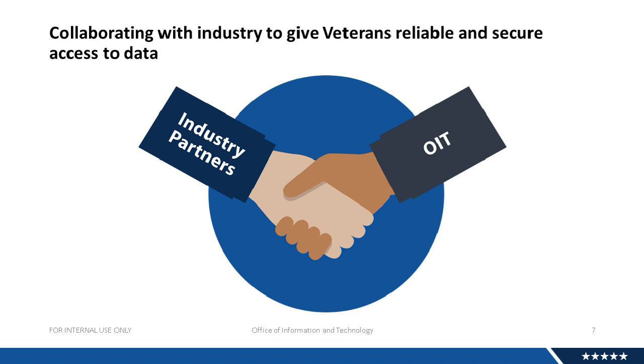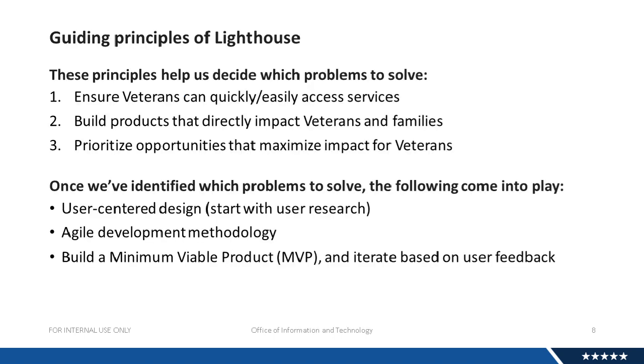So with that said, we do have some guiding principles on our program that we try to operate by. One of the biggest challenges at an organization the size of VA is figuring out which problems to solve. So we've come up with a philosophy to help us decide which problems to solve. These principles include, number one, ensuring that veterans can quickly and easily access services, building products that directly impact veterans and their families, and prioritizing opportunities that maximize impact for veterans.